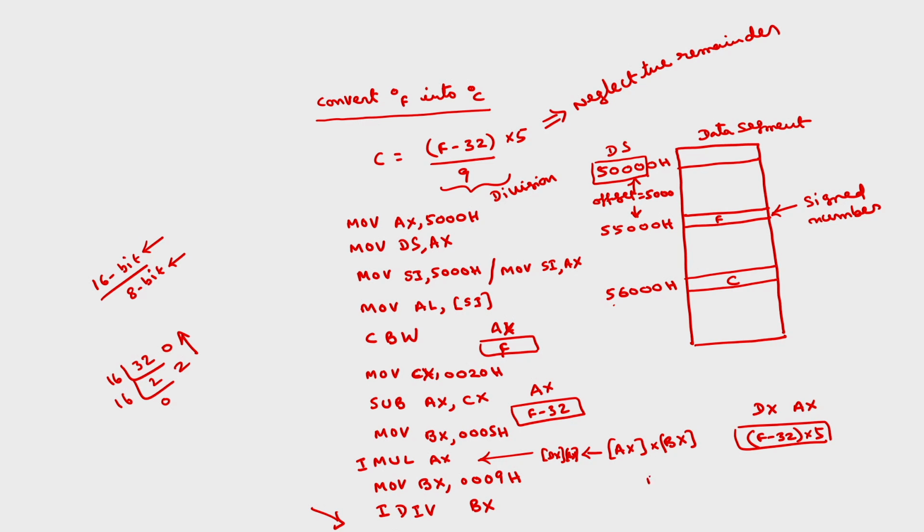For that I am writing MOV SI, or BX, any register, SI you can take, SI comma 6000H, MOV. So this remainder we are going to neglect, the quotient will be there in AX. Okay. So that I am going to store in SI. This is the program which converts the Fahrenheit temperature into centigrade temperature, which is a direct formula computation.